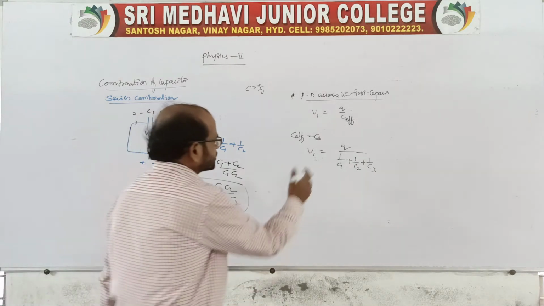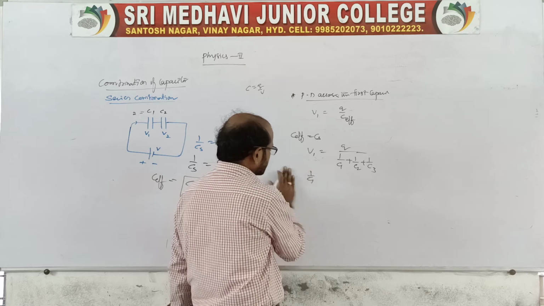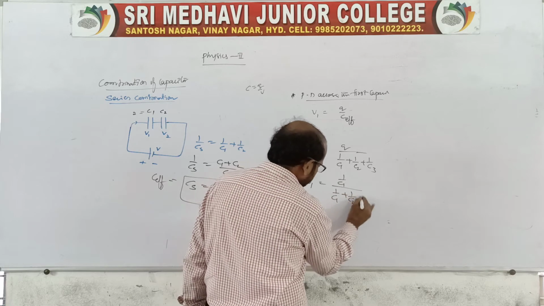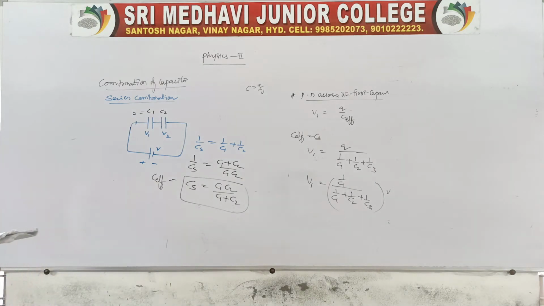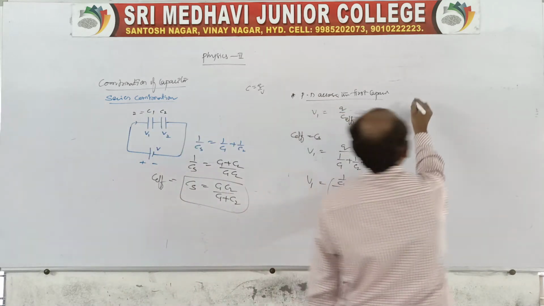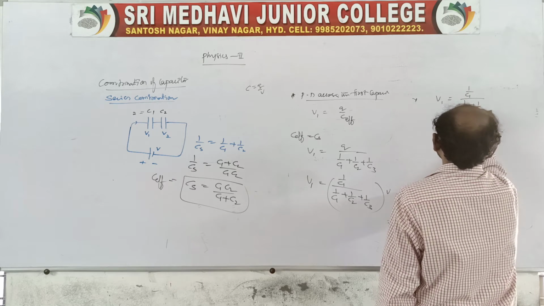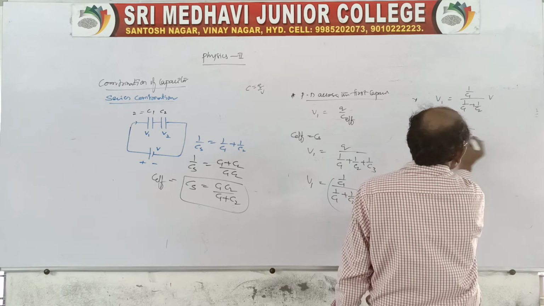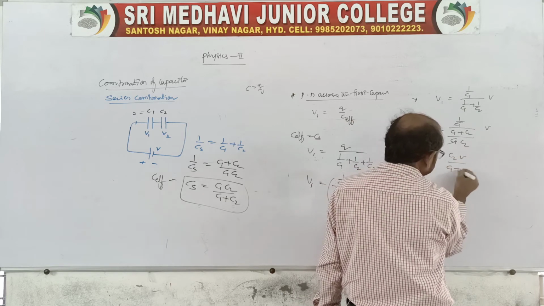Here Q we should take again, Q is equal to, from here we can say V1 is equal to 1 by C1 divided by (1 by C1 plus 1 by C2 plus 1 by C3), into V. If you simplify this, you will get V1. Suppose only two capacitors are connected, so V1 is equal to 1 by C1 divided by (1 by C1 plus 1 by C2), into V. So V1 is equal to (1 by C1) divided by (C1 plus C2) by C1 C2, into V. C1 C1 is cancelled, C2 V by C1 plus C2. Like this we can take.